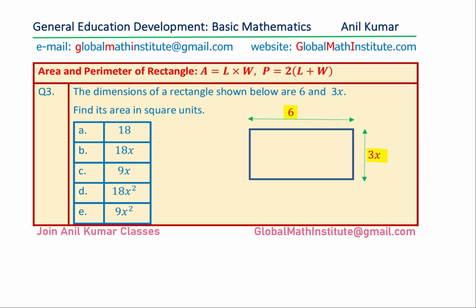Find area in square units. Area is always measured in square units since it is the product of two things. So we'll just multiply 6 with 3x. It is also customary to write it in brackets sometimes. It helps. 6 is the length, 3x is the width. When you multiply, the numbers get multiplied together and you're left with that variable x. So 18x is the right option, which is option B.